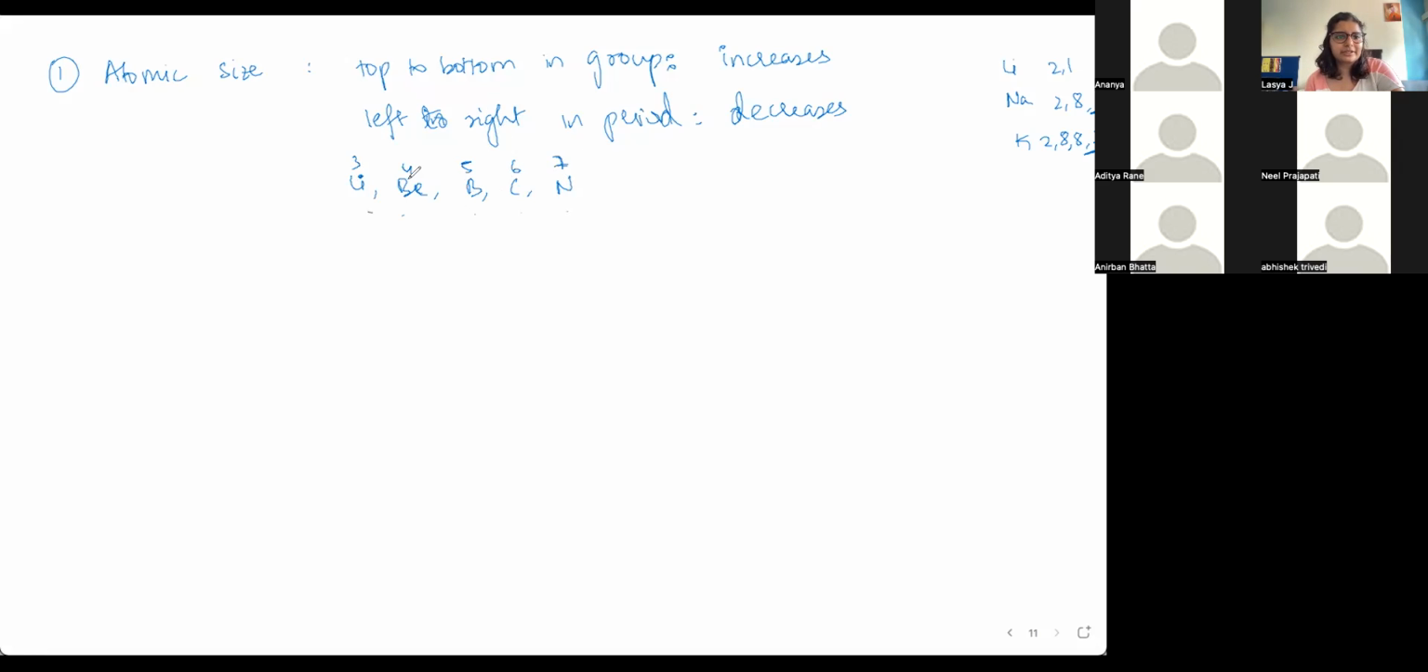Okay, so Aditya Rane sent that the force between electrons and protons increases. Absolutely. Ananya said an increase in nuclear charge pulls the electrons closer and reduces the size of an atom. Absolutely. Okay. What other properties are there apart from atomic size? Then metallic character.